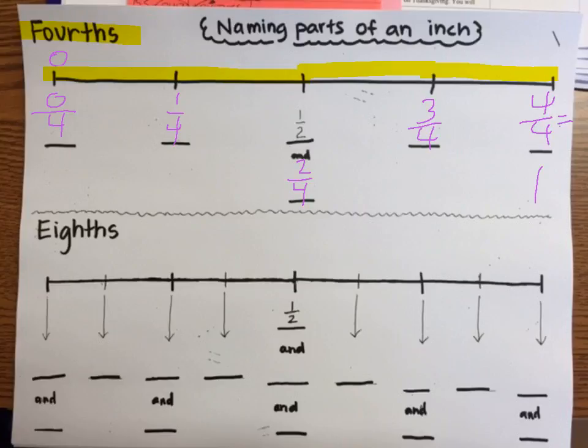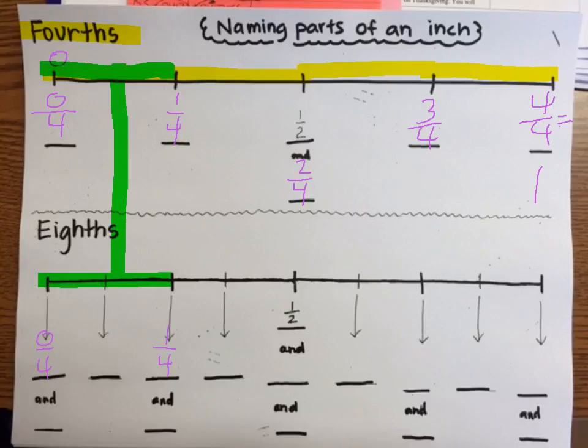Now I can break fourths down into 2 equal parts. In other words, I can take this fourth and cut it in half. When I do that, my fourth is still in the same place. But now I can give it names in eighths. In fact, I can call that 0 fourths line now 0 eighths.